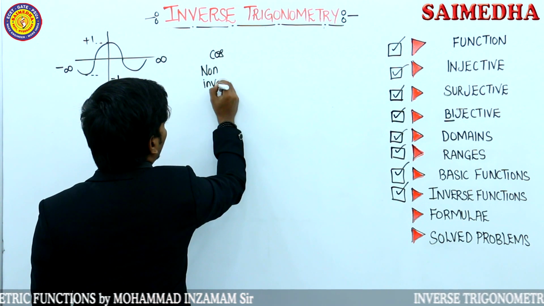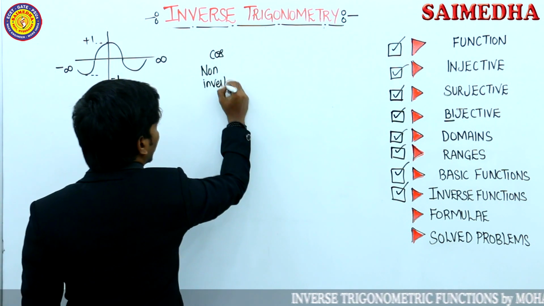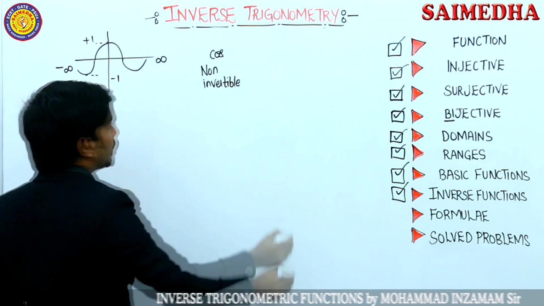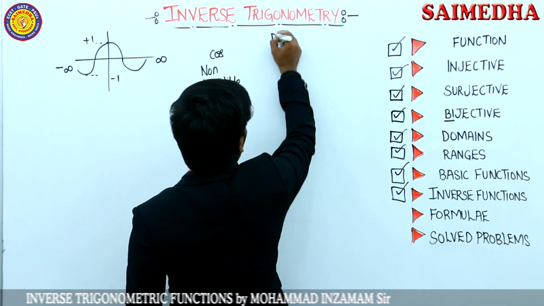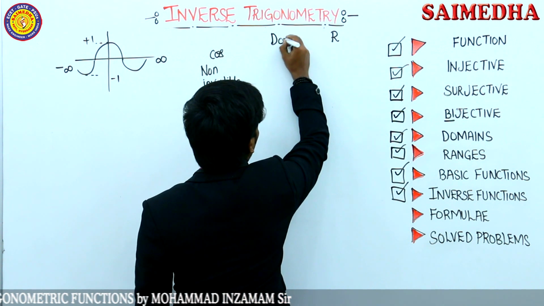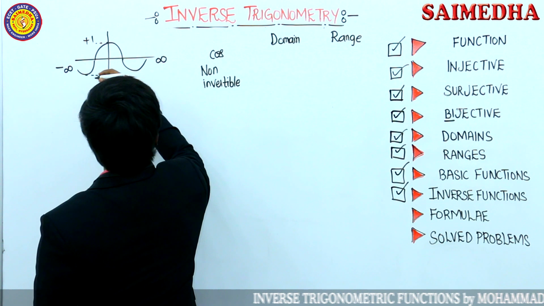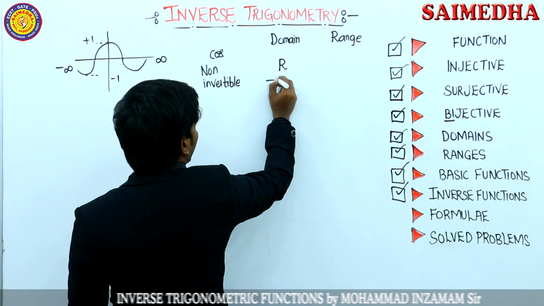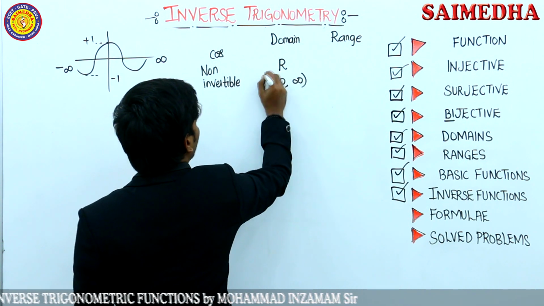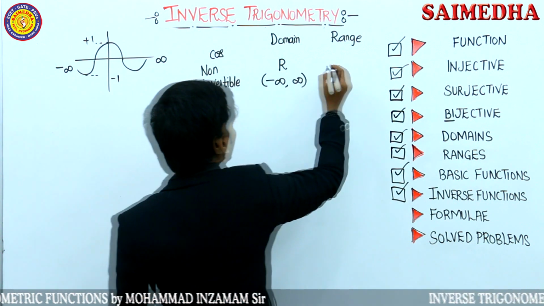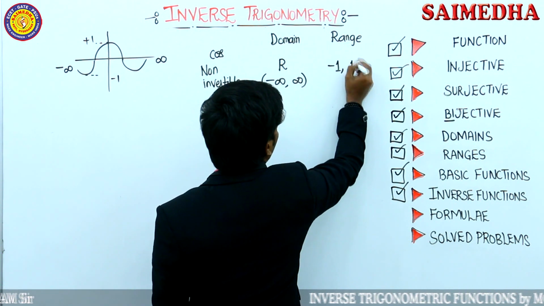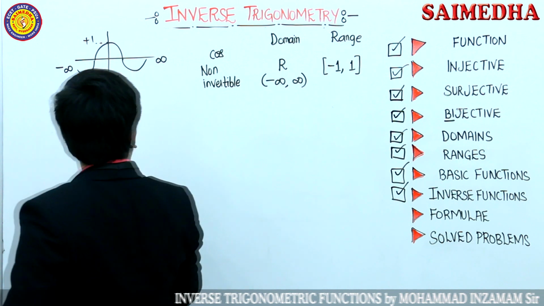Why is it not invertible? Because it is repeating itself. It is a repeating diagram, that is, it is going to become many to one. Okay, domain and as well as what? Range. What is the domain value, guys? All real numbers, that is minus infinity to plus infinity. What is the range value, guys? Y values minus 1 to plus 1. Diagram chustane ardhamayipoyindi. Okay?